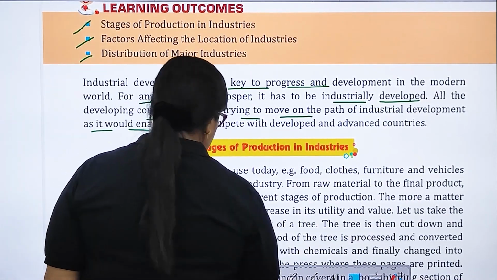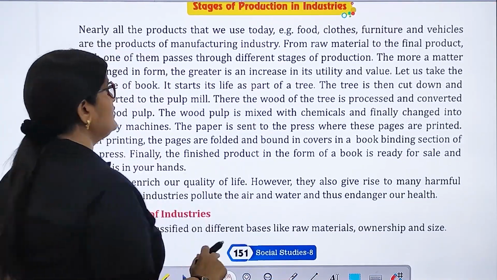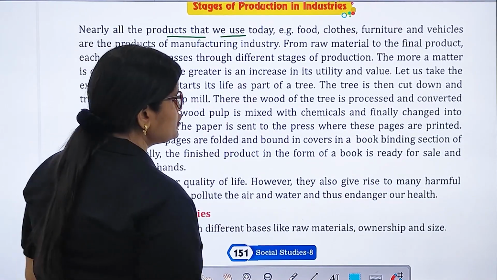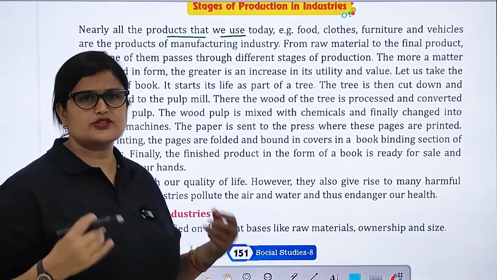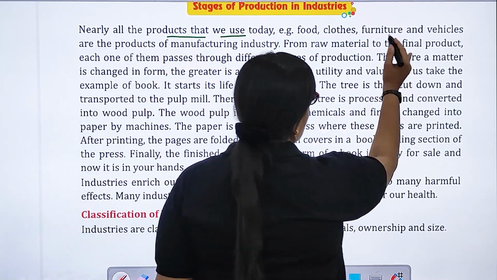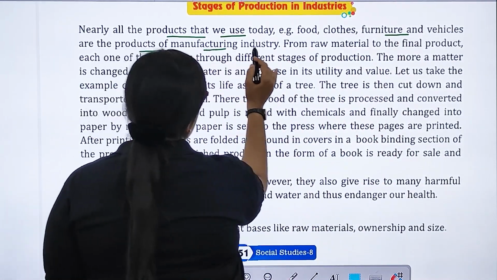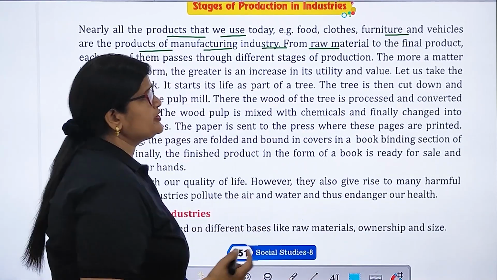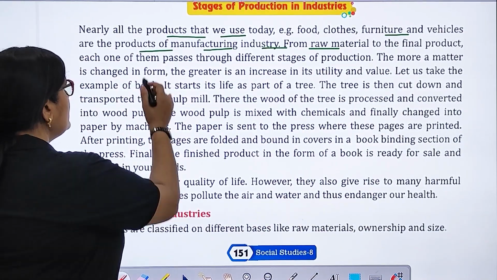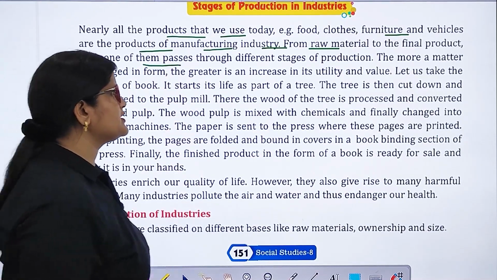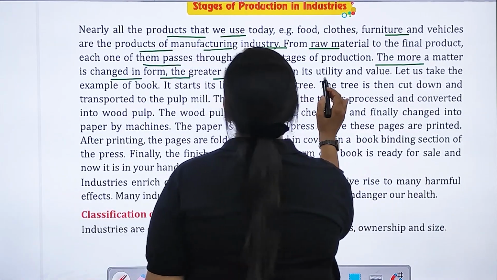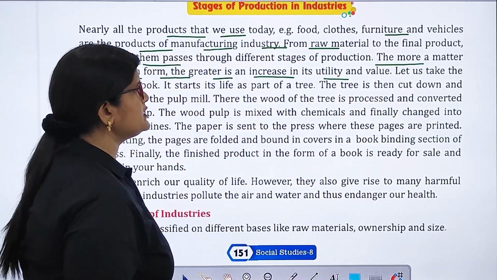Stages of production in industries. Nearly all the products that we use today, whether cosmetics, food, things we use at home, clothes, furniture and vehicles, are the products of manufacturing industries, from raw material to the final product. Okay, first there is the raw material, then it is given the final look. Each one of them passes through different stages of production. The more a matter is changed in form, the greater is an increase in its utility and value.